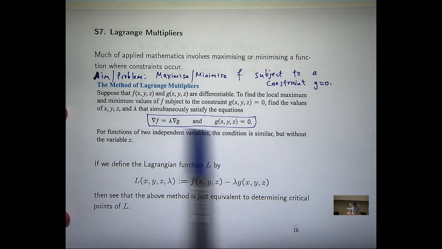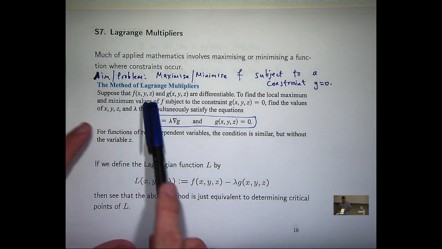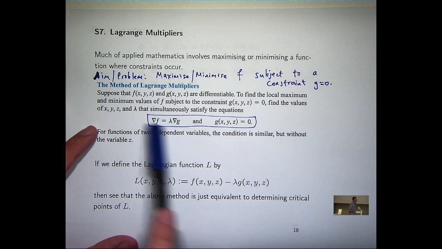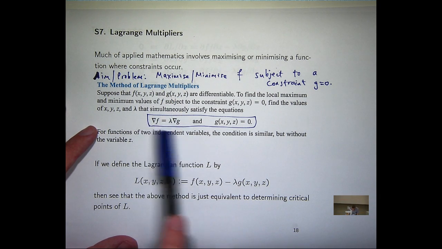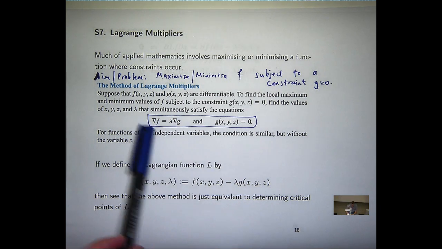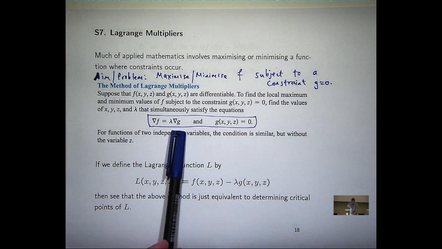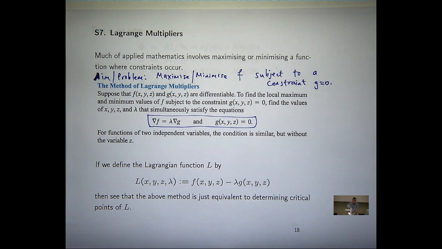So, you can either work with these equations and try to solve them. If f and g are functions of 3 variables, then how many equations will be here? Three, right? If f and g are functions of 2 variables, then you're going to get 2 equations out of this. Remember, this is a vector equation. So I've got a vector on the left and a vector on the right.